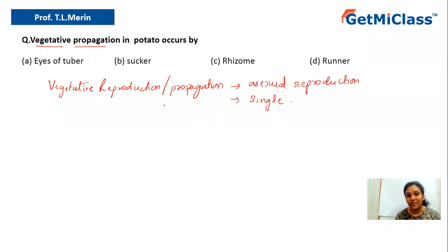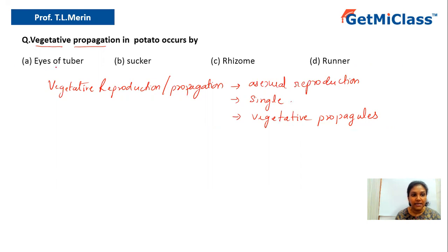And for vegetative reproduction or vegetative propagation in plants, there are certain structures which are formed, which even in natural conditions can give rise to new offsprings. They are called vegetative propagules. What are these vegetative propagules? These are the structures which will give rise to a new plant or new offspring. So let us see which are the vegetative propagules which will give rise to a new plant.